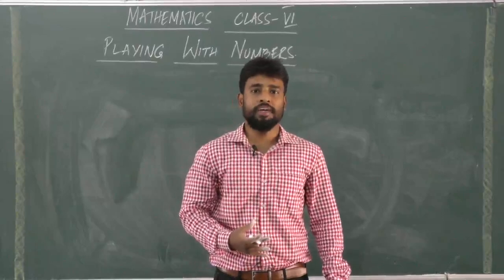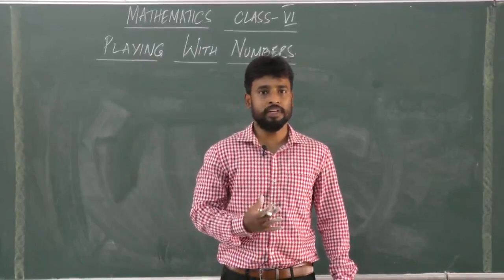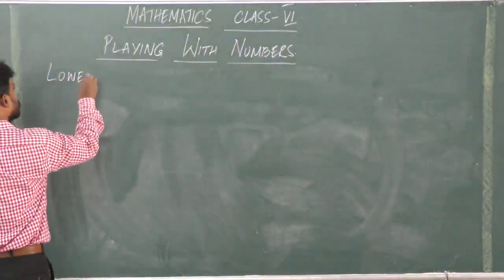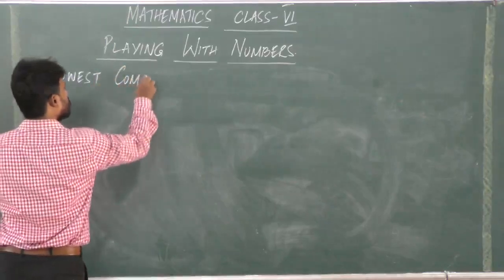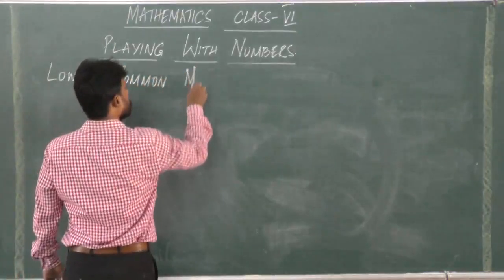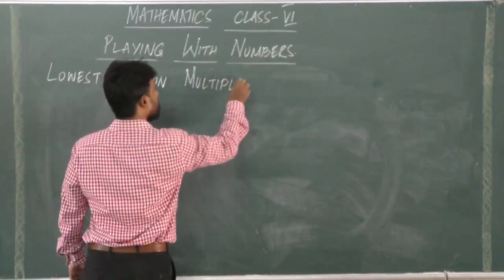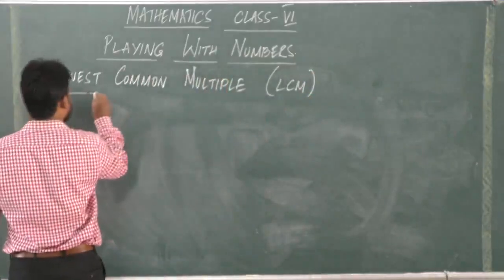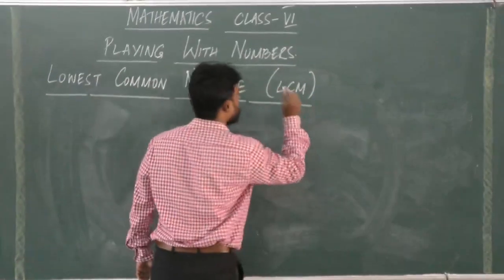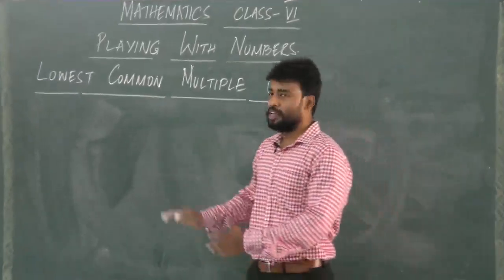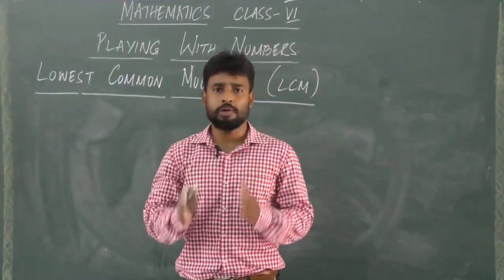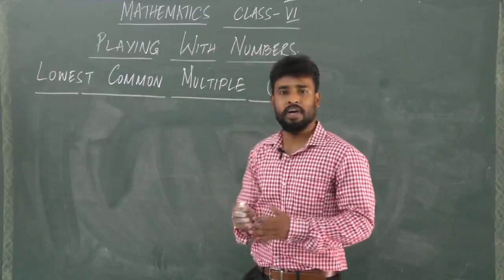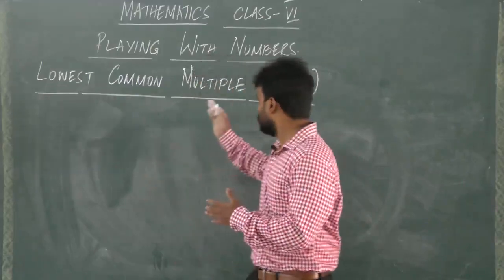Let us come to the next subtopic, and that is lowest common multiple or LCM. Here also we see that this term, lowest common multiple, is made out of three terms: lowest, common, and multiple. Now let us come to the first term, that is multiple.